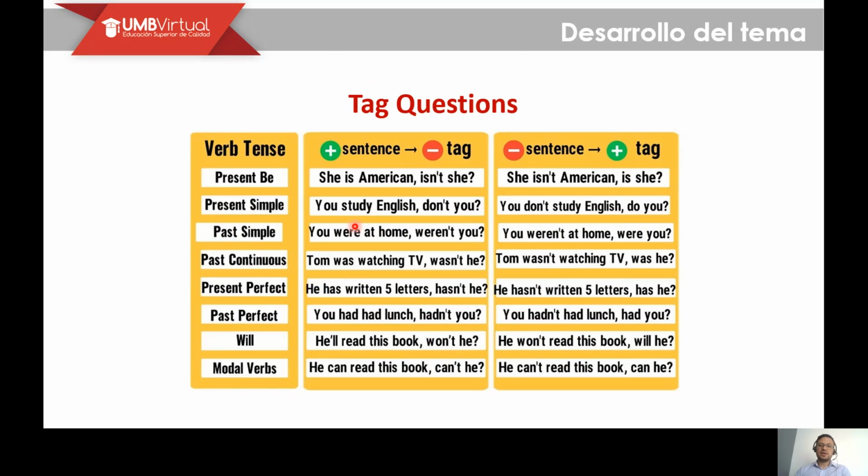Next topic, tag questions. With tag questions, we need to bear in mind two things. The tense in which we are reporting or asking, and if it is a negative or affirmative sentence. ¿Listo? ¿Para qué nos sirve? Para hacer confirmaciones. You're confirming what you just heard or something that you are expressing and you want to reconfirm.